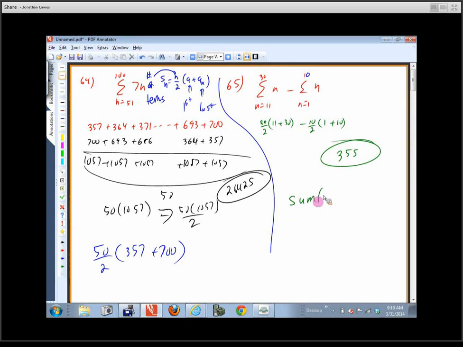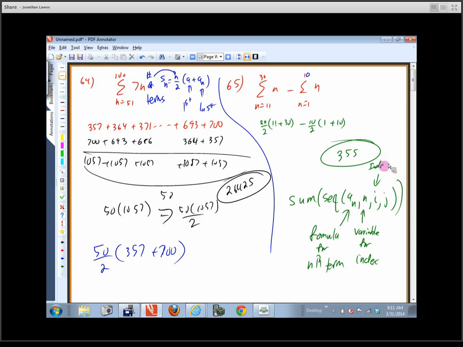We talked about a formula last time that looked like this. Sum, sequence, and then we had to put in a formula, okay? So I'm going to put in a sub n, and then we had to tell it what the variable was, and then we tell it the start of the index, and then where we stop, okay? So I'm going to use, let's see, I'll put an I into a J or something like that. Okay, so this is the formula for the nth term. And this tells us what we're using. This is the variable for the index. And this is the index. Index starts here and ends here.